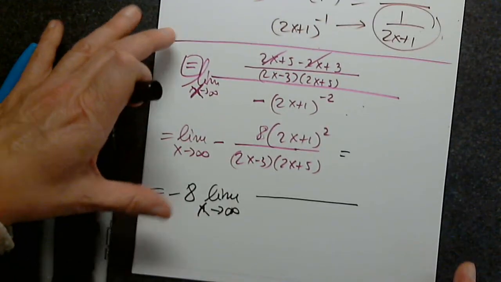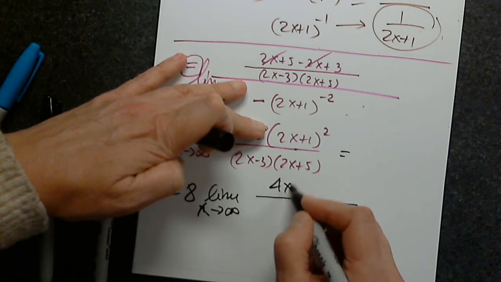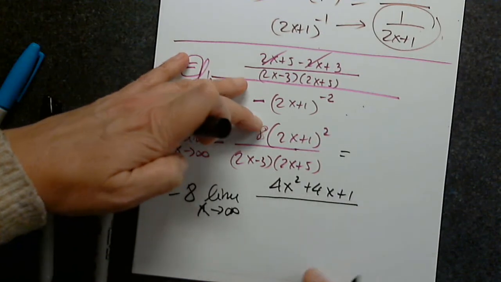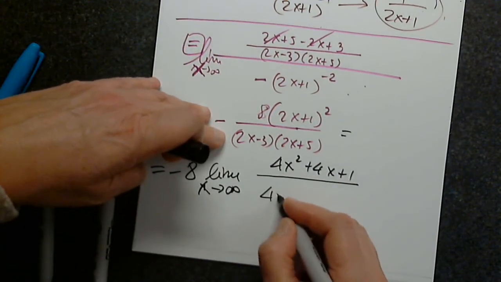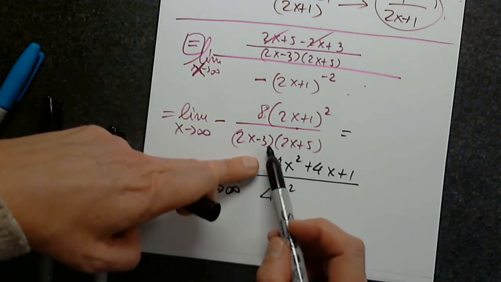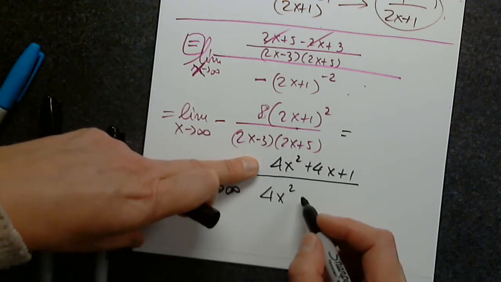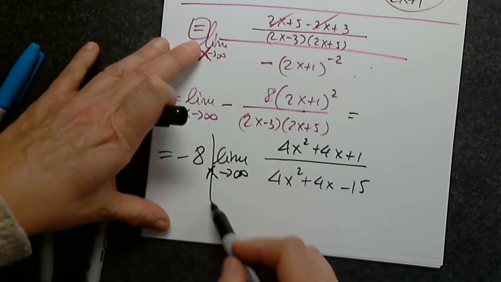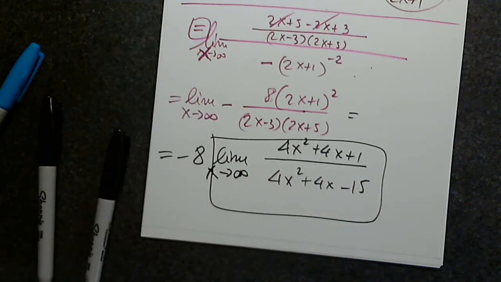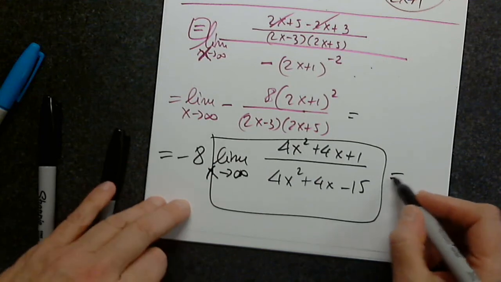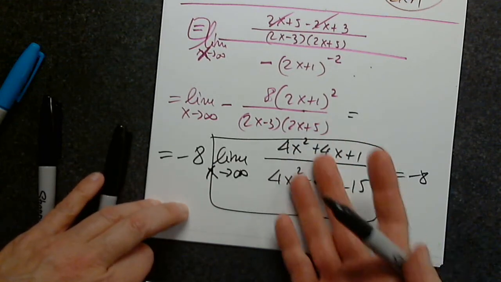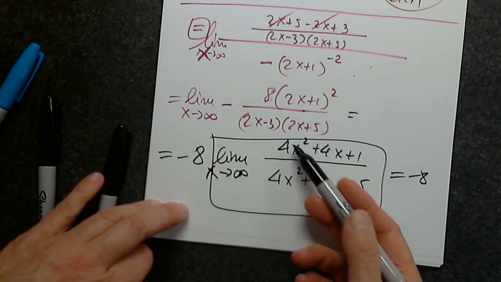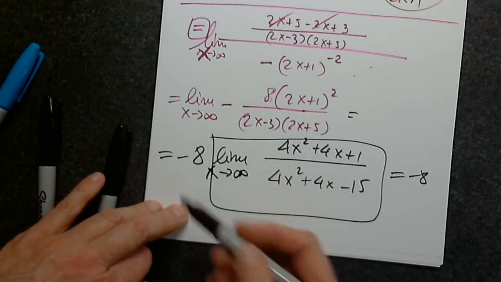And now, the numerator is 4x squared plus 4x plus 1. The denominator is 4x squared minus 6x plus 10x minus 15. And now you know the answer for this: 1, but times negative 8. Because if you differentiate, you'll get 8x, and then 8x over 8x, which is 1, with minus 8.